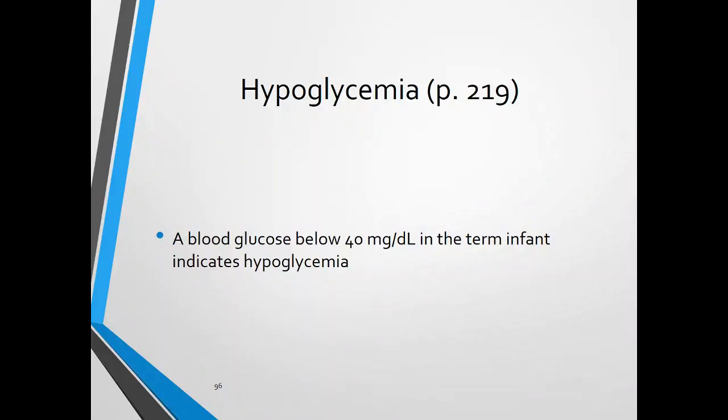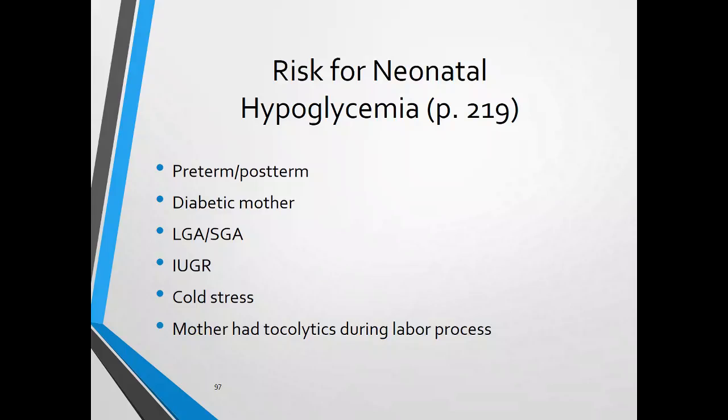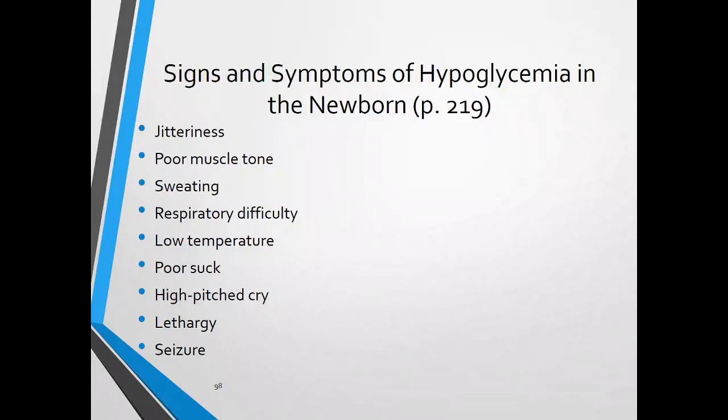So something that can occur is hypoglycemia. So that's a blood sugar below 40 in a term infant indicates hypoglycemia. So risk for neonatal hypoglycemia. Lots of different factors. Here are just a few. Preterm or postterm, diabetic mother, IUGR, cold stress. So what are some signs and symptoms? The infants can be jittery, sweaty, poor suck, high-pitched cry. They may have seizures.